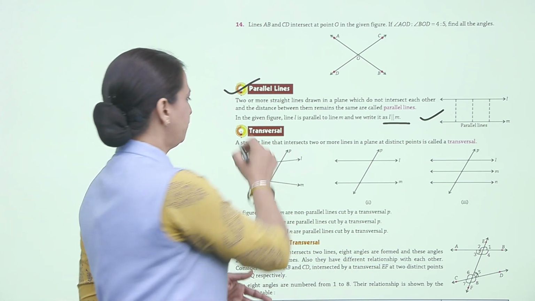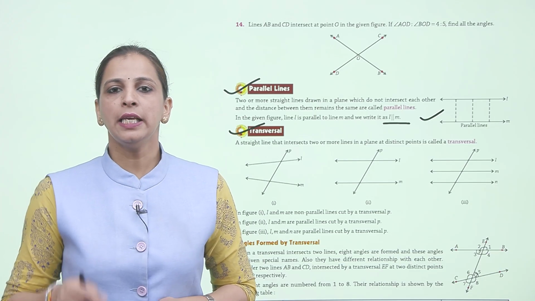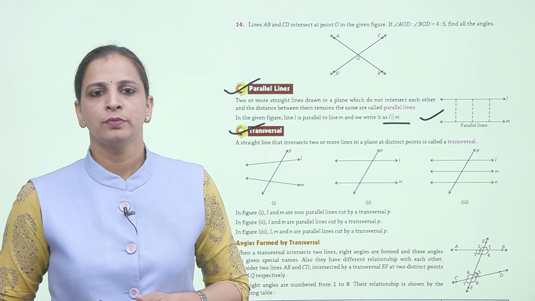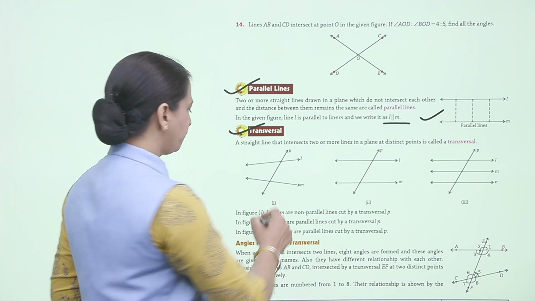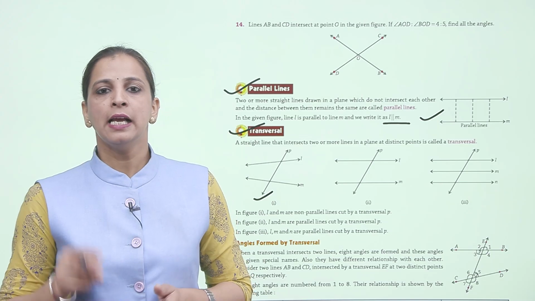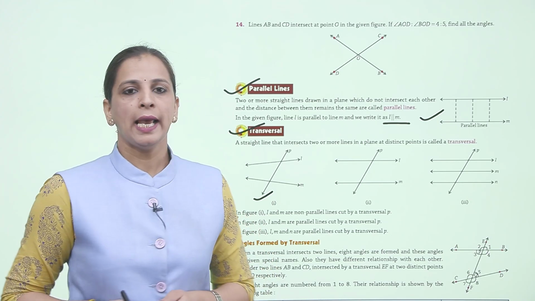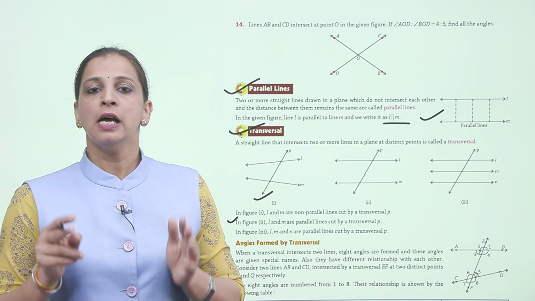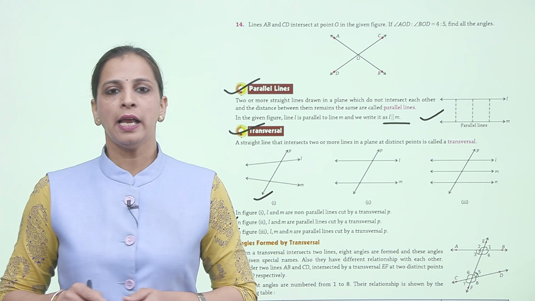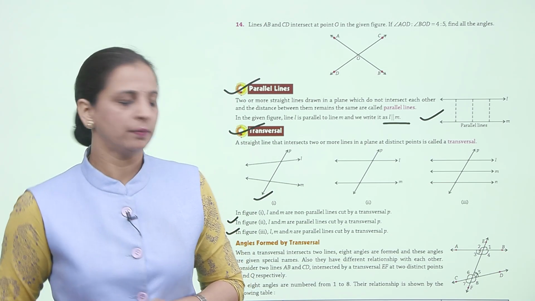Now transversal. A straight line that intersects two or more lines in a plane at a distinct point is called a transversal. Now in figure 1, L and M are non-parallel lines cut by a transversal P. In figure 2, L and M are parallel lines cut by a transversal P. In figure 3, L, M and N are parallel lines cut by a transversal P.